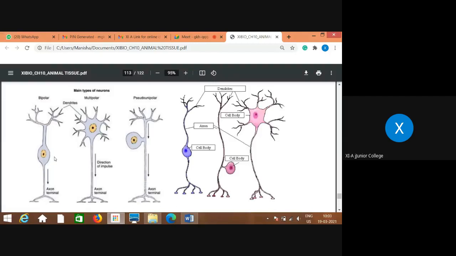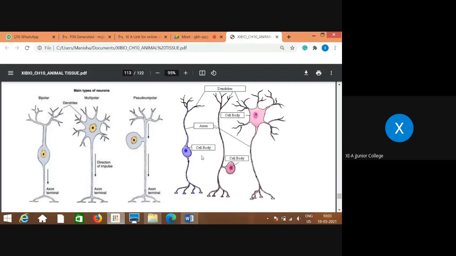Now the second one is what? Bipolar. Here it has two processes. You can see a single dendron and an axon are given off from opposite poles of the cyton, where you can see in this diagram, this is one pole of the cyton, this is the other pole of the cyton. So one pole is giving rise to dendron and the other pole is giving rise to axon. So this is giving the appearance of two poles. So this is called bipolar.